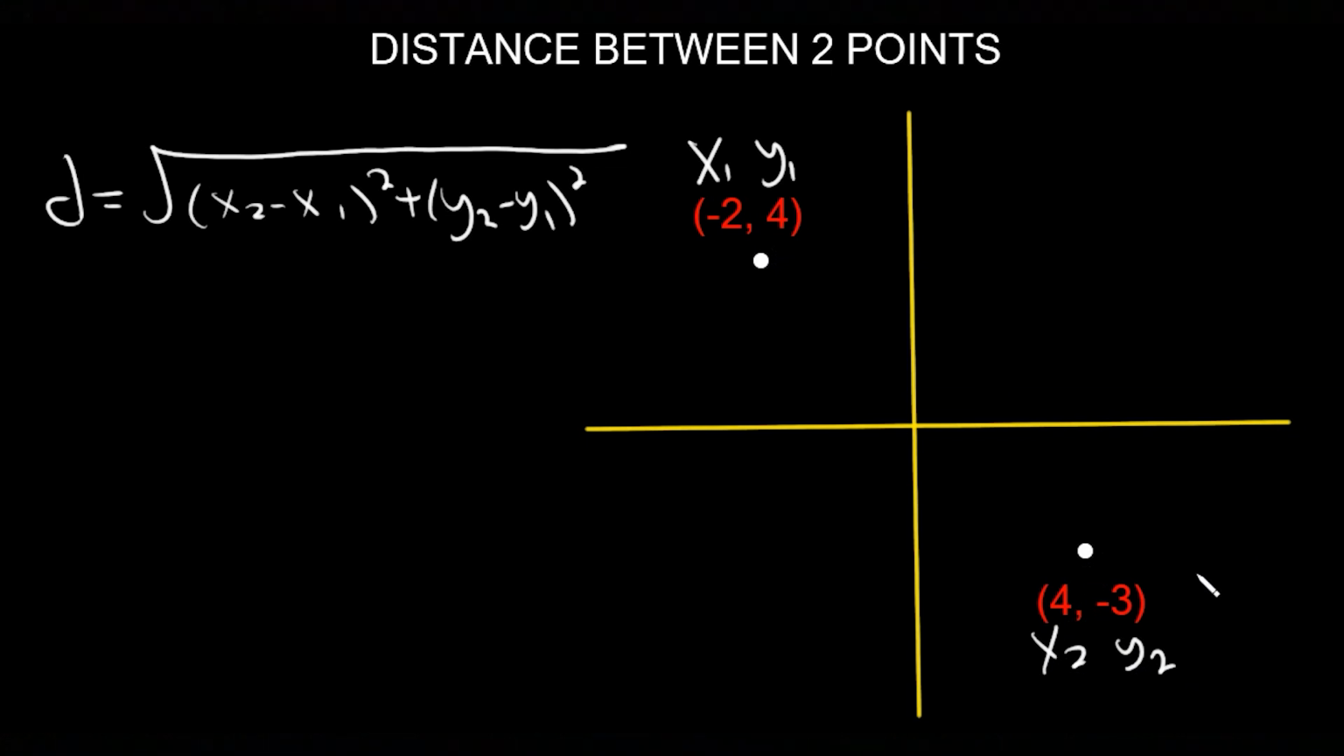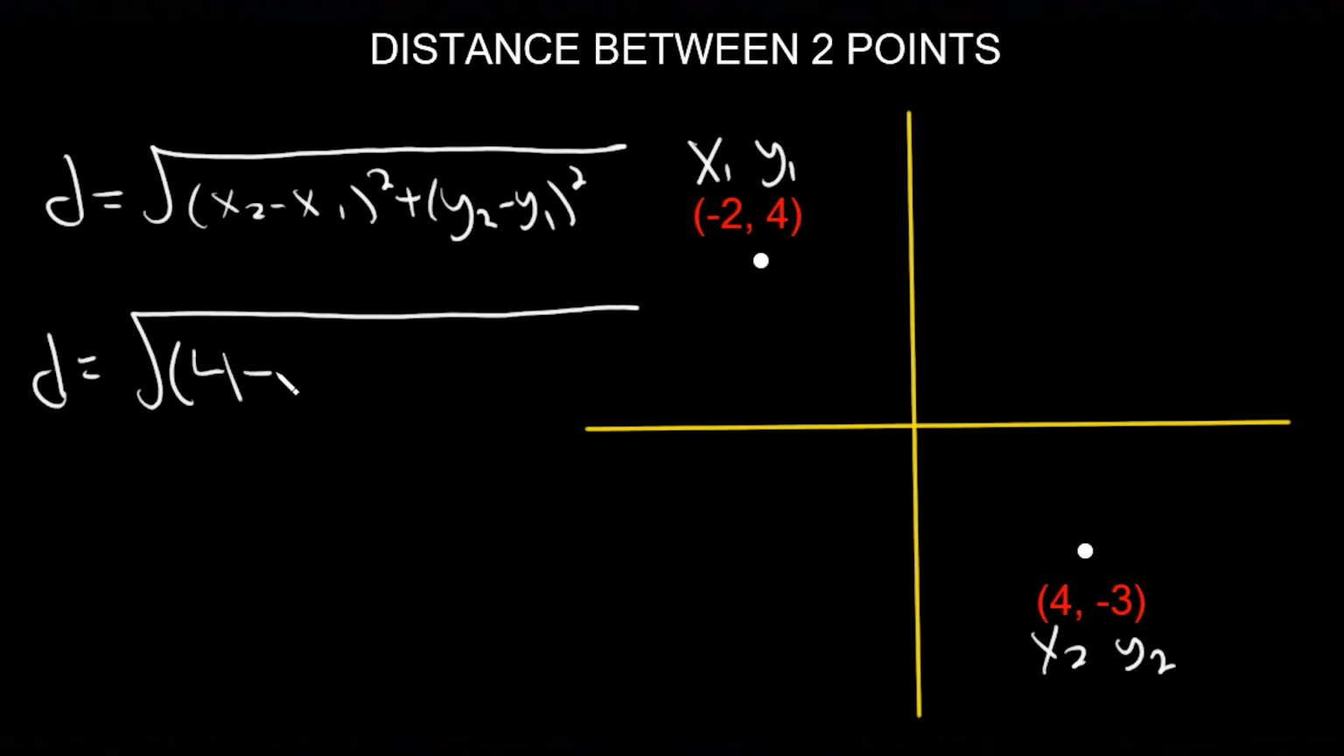All right, so now all we have to do is plug it in. So I'm going to say here d is equal to the square root of, my x2 is going to be 4. So I put 4, and then minus my x1, which is -2. So the two negatives make a positive. So this becomes positive, and then I have 2, and then I square it, right? And then plus my y2, which is going to be -3, so -3, minus my y1, which is 4. So I put 4, and then square it.